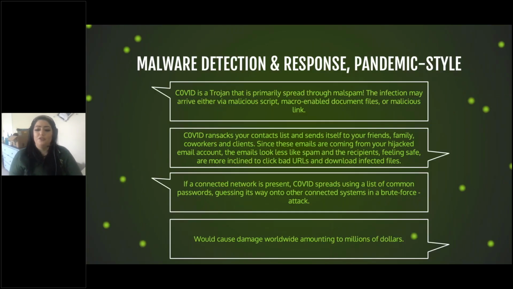So let's apply what we've learned from pandemic response to a security incident. Here we have COVID, a Trojan that is primarily spread through malspam. This can arrive either via malicious script, macro-enabled document files, or malicious links. COVID will ransack your contact list and send itself to your friends, family, coworkers, and clients. Since the emails are coming from your hijacked email account, they look less like spam. So the recipients, feeling safe, are more inclined to click bad URLs and download infected files.